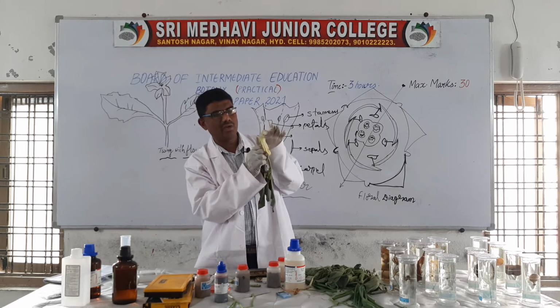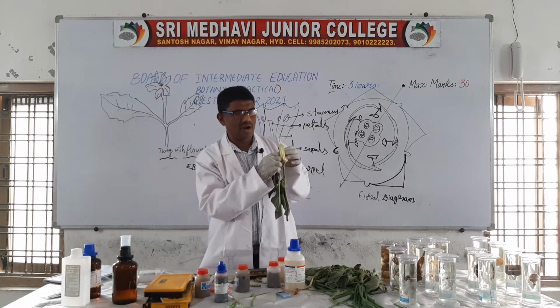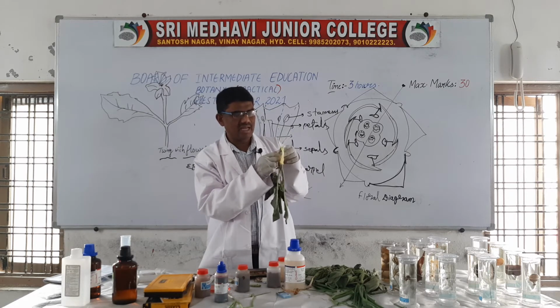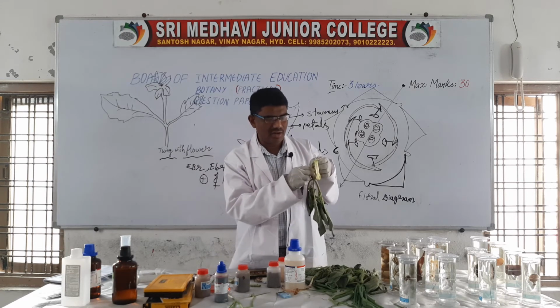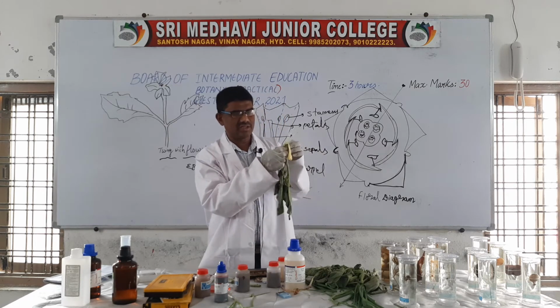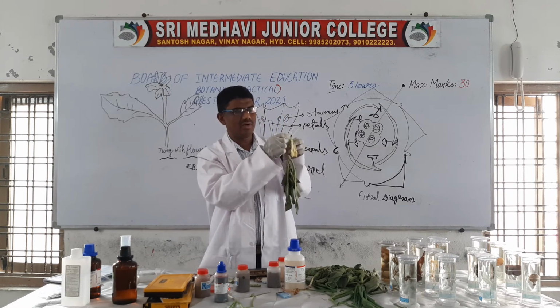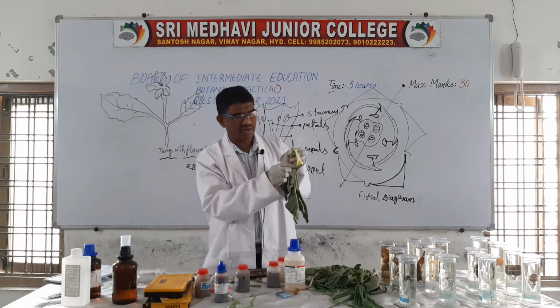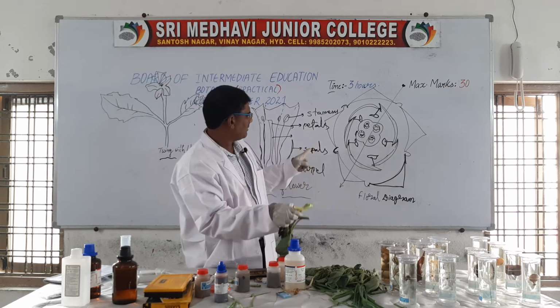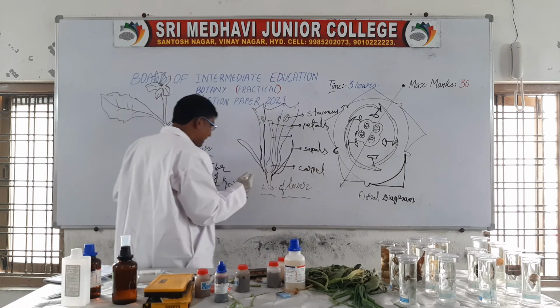The carpel is not united. This is the ovary, style and stigma. This is the gynoecium, the carpel, and it is not united. Only the stamens are united with the petals, which is called the epipetalous condition.